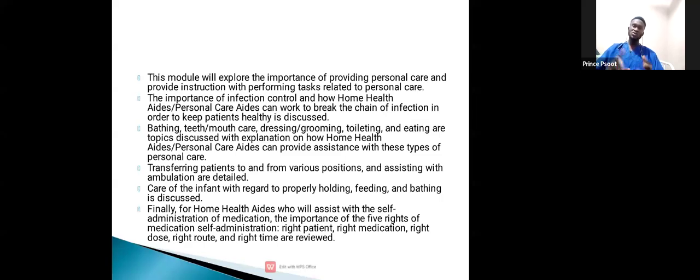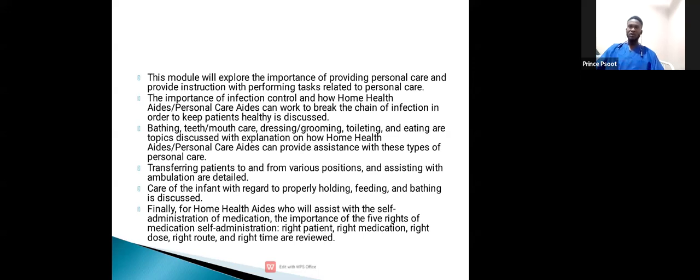So this module in general, module 13, will explore the importance of providing personal care and provide instructions for performing tasks related to personal care. The importance of infection control and how home health aides or personal care aides can work to break the chain of infection in order to keep patients healthy will also be discussed. Bathing, teeth or mouth care, dressing or grooming, toileting, and eating are topics discussed, with explanation on how home health aides or personal care aides can provide assistance with this type of personal care.